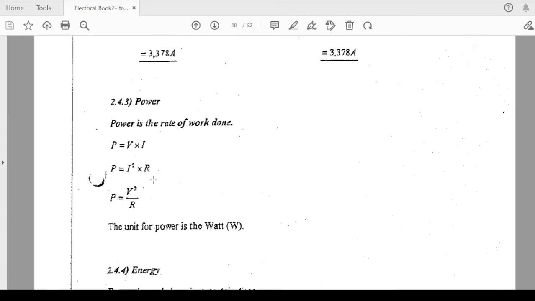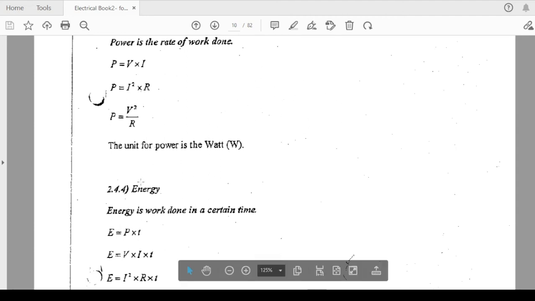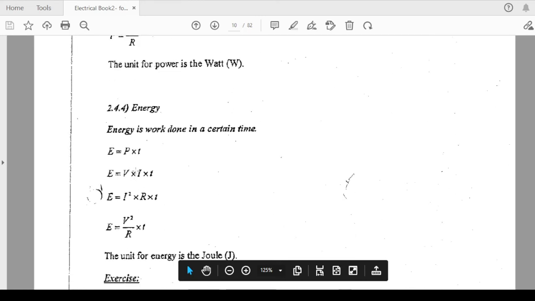The unit for power is watts. I think we know that power is measured in watts, capital W. So if your power is 20, don't just write 20. You must say 20 watts with a W. Then when we come to energy, energy is the work done in a certain time. The amount of work done in a period of time is called energy. Another formula for energy is power times time.